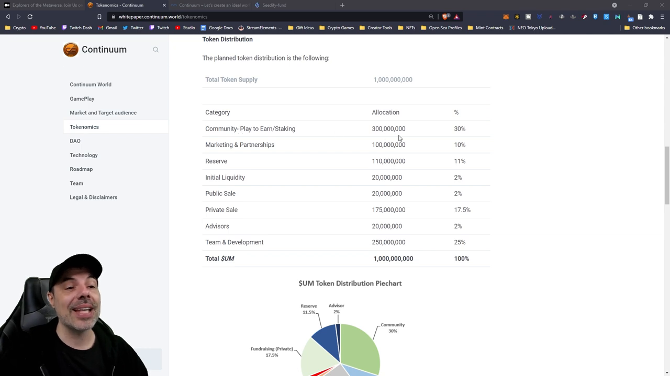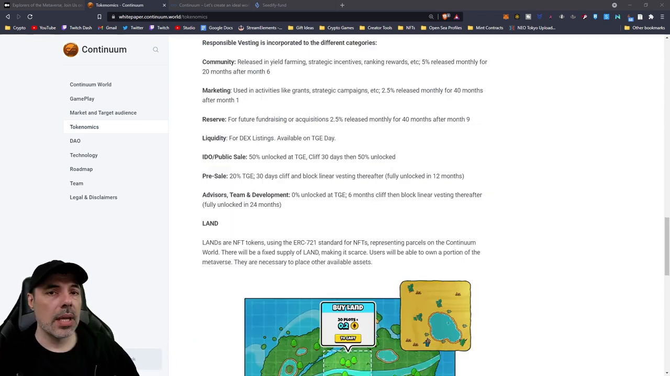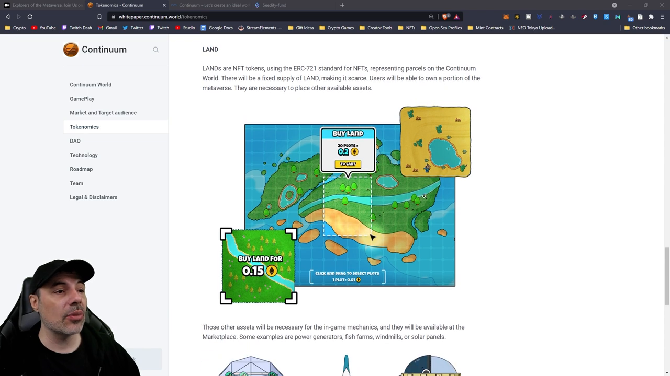Community play to earn staking is going to be 30% of the tokens, which is going to be 300 million. And marketing, partnerships, reserve, team and development, all the other stuff that needs to be budgeted in order to make the economy balanced. They talk about some of the details for the vesting schedules and the way that liquidity and the public sale and the pre-sale distributions happen. And they go into land right here as well.